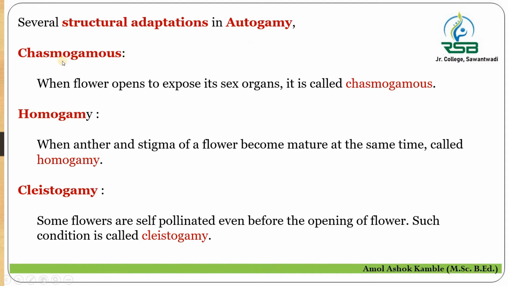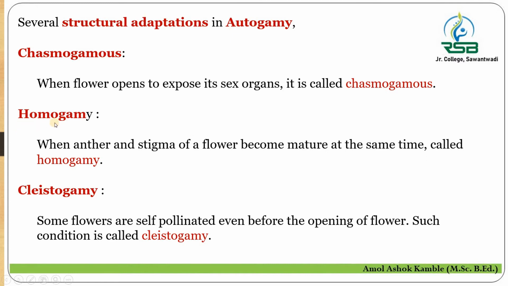Here the flowers open to expose their sex organs. Sex organs means androecium and gynoecium, male and female. Here the flower opens to expose these sex organs, and this condition is called the chasmogamous condition. Then second, that is the homogamy.